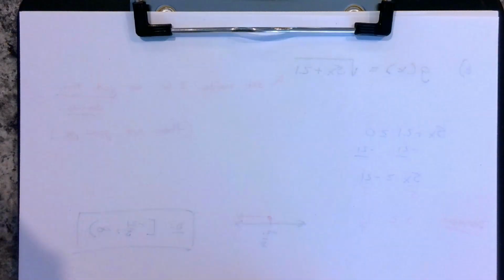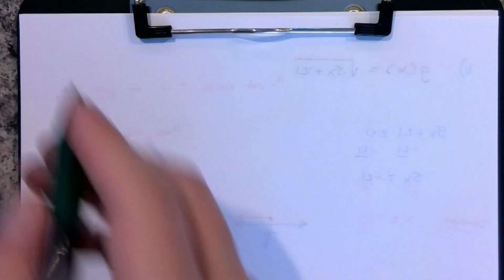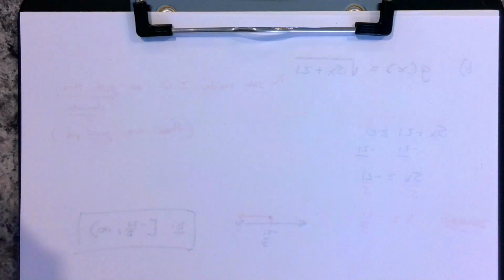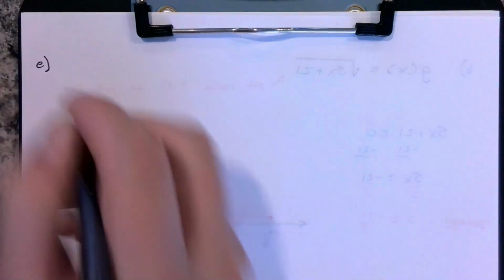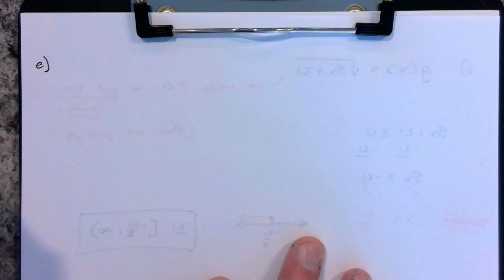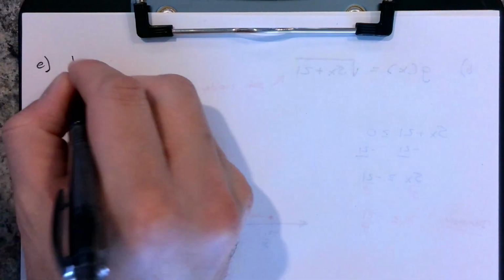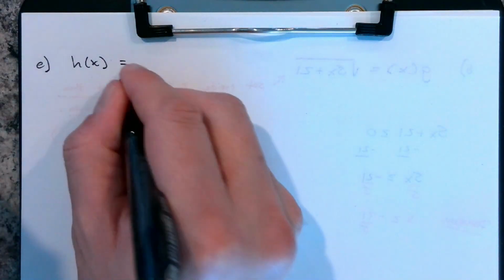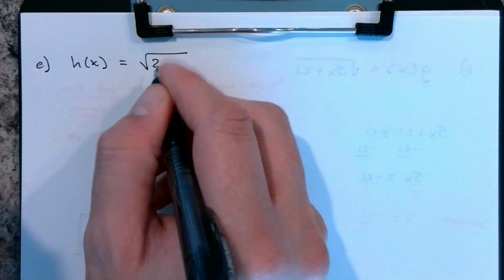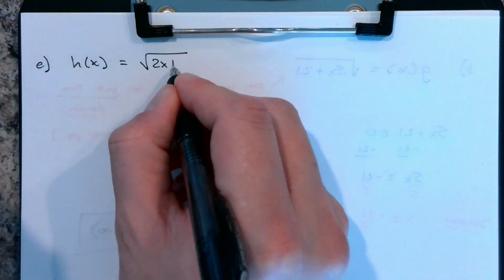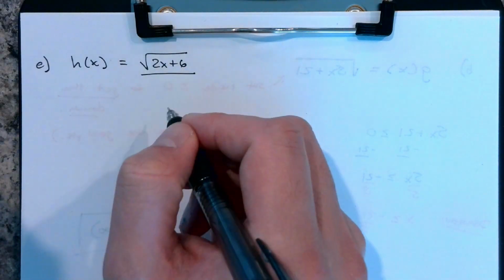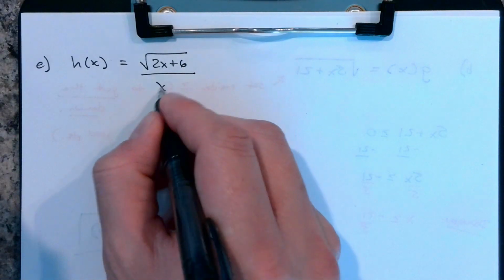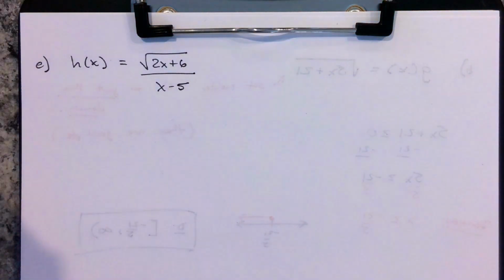We've got, what letter is that? That was D, so this one will be E. If I said we had, I'll call this h of x equals the square root of 2x plus 6 over x minus 5. So now we're combining a few different things.